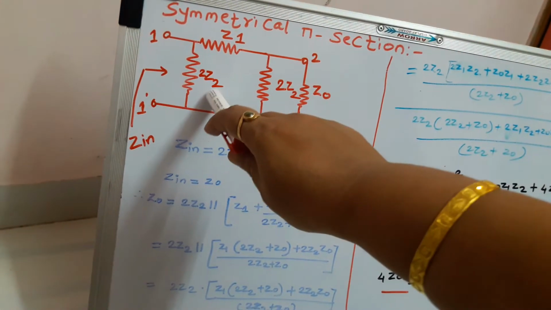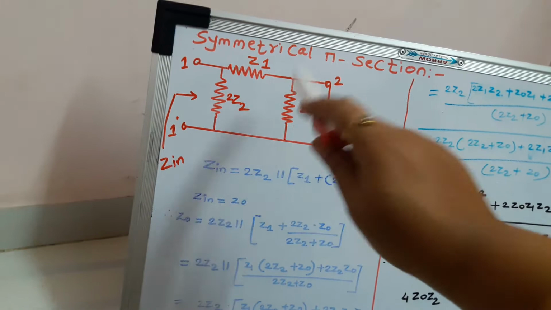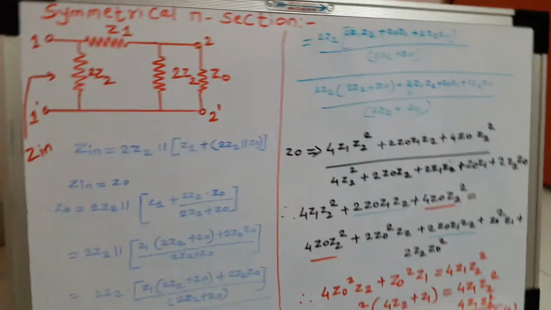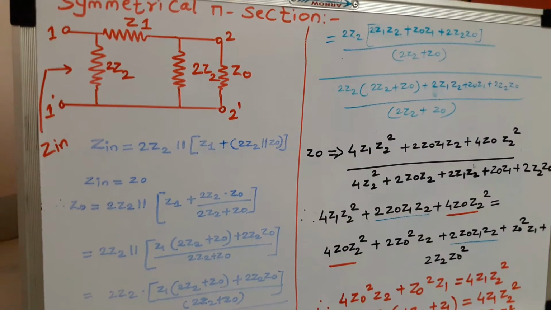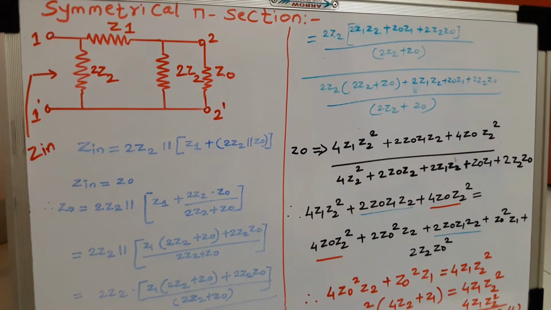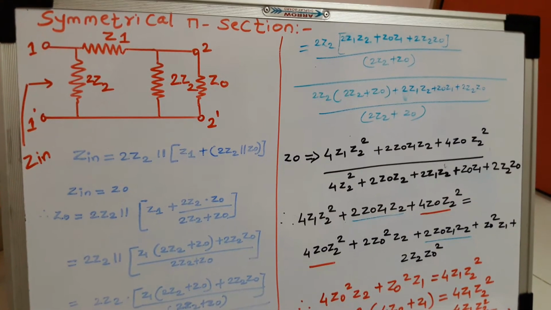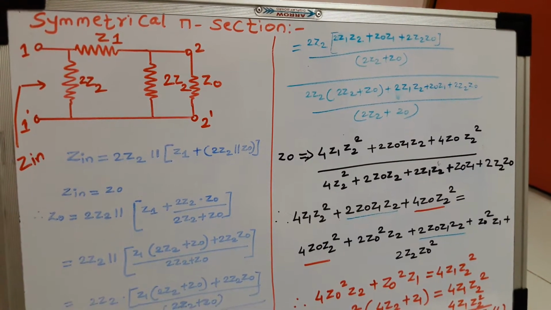So this Z2 is divided into two parts, but they are in parallel, so we have 2 Z2 in parallel with 2 Z2, because if we calculate the parallel combination of 2 Z2 and 2 Z2, it will be simply Z2. So to have total shunt impedance Z2, let twice Z2 be each shunt arm impedance.